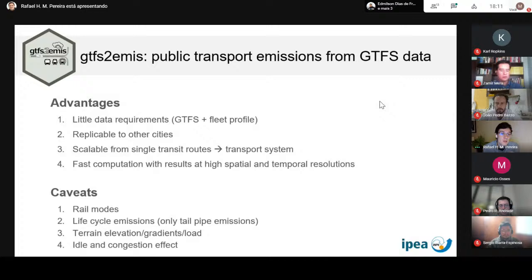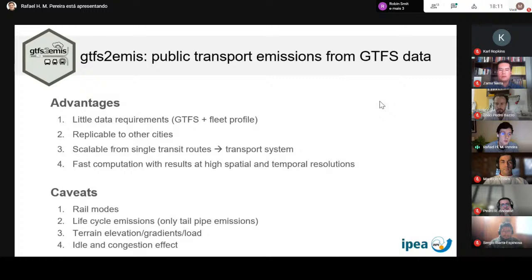You can use it to estimate the emissions of one specific bus route or one specific vehicle, or part of the city, or the whole transport system at the same time. And it's relatively fast in terms of computation time, given that we are using a very high spatial and temporal resolution, thanks to data.table and some amazing software and packages that we have in the R community.